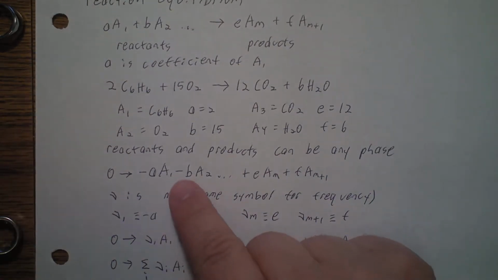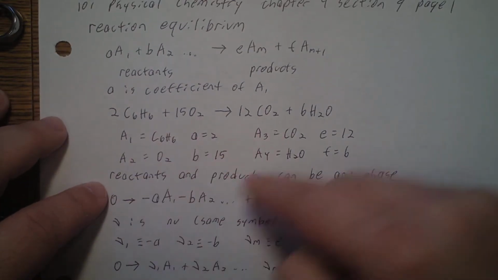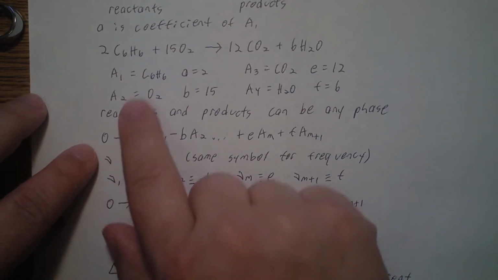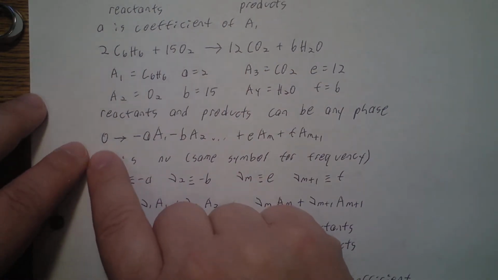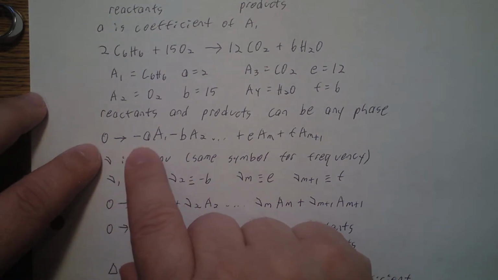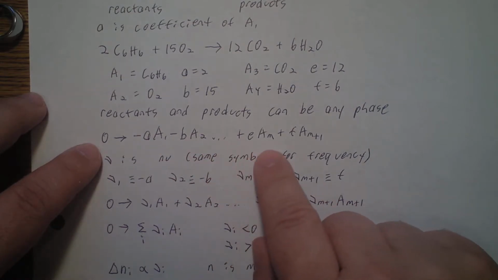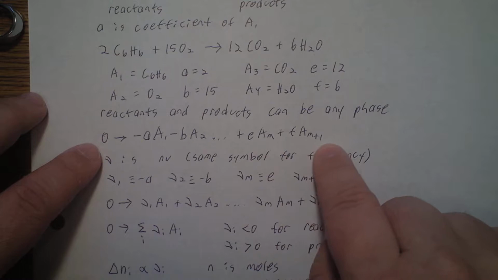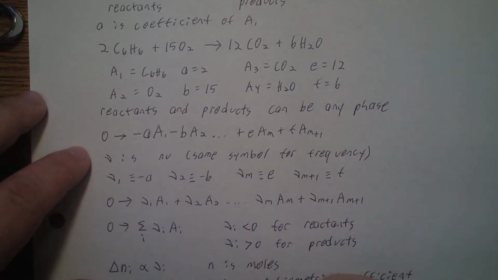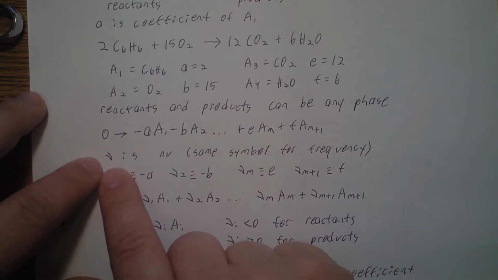Now remember, our reactants and the products can be any phase. I would assume this is a gas phase reaction, but I don't know, maybe we could do it in the liquid, it doesn't matter. Now, moving everything to one side of the equation, just for mathematical purposes, we're going to end up with 0 going to minus a A1, minus b A2, etc. for all the reactants, and then plus e A_M for the products, plus f A_M plus 1, etc. So instead of using separate letters like a, b, c, d, we're going to use this nu.